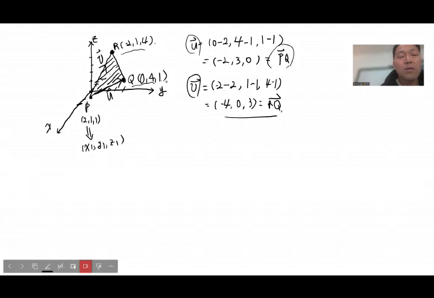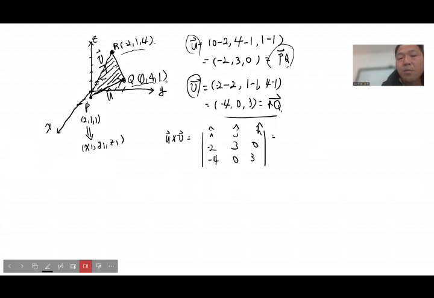So the normal vector could be given by the cross product of two vectors, V and U. First of all, we just have to find the cross product of these two vectors. So that is i, j, k, and minus 2, 3, 0, and minus 4, 0, 3.